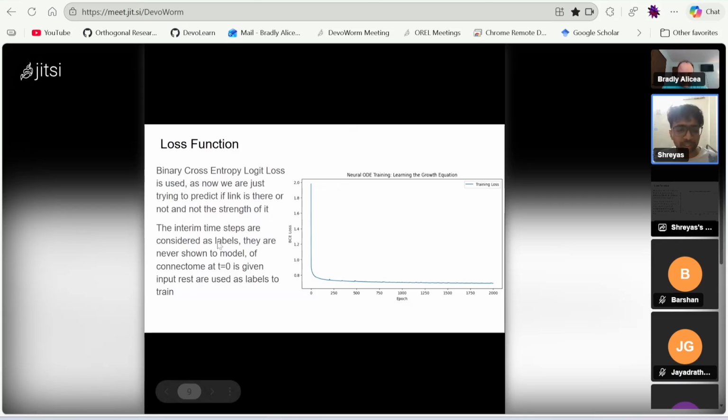And then the interim time steps. As I said earlier, I have L1, L2, L3, L4, and so on. Those interim time steps are considered as labels. My input to the model is just L1, to the graph model, and that is the only input. Others are not shown to the model; they're just used as labels at interim points. And so this is my loss. This is not quite good. I mean, it's mid, but fine.